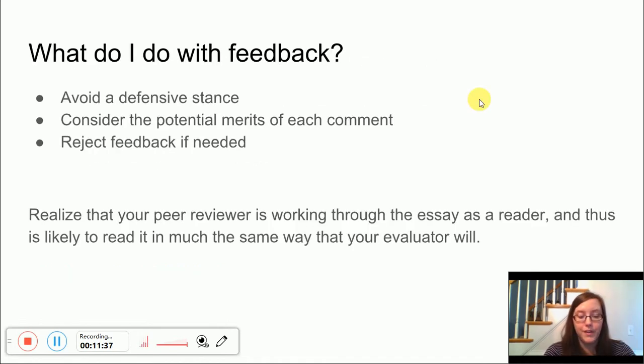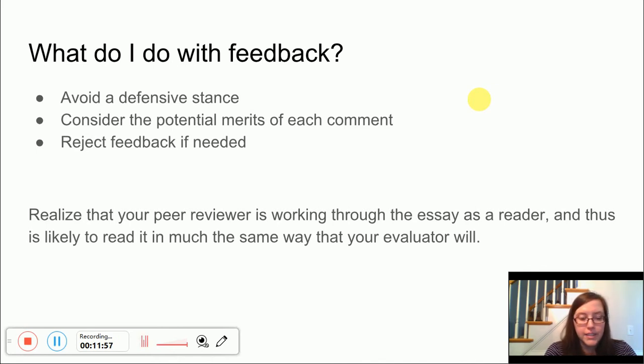Once you get your feedback, I also think that students struggle so much with peer review because they don't know what to do with that feedback or they don't know how to take it. And sometimes it's just a matter of learning to take constructive criticism. But here's my three suggestions. So first of all, avoid a defensive stance.